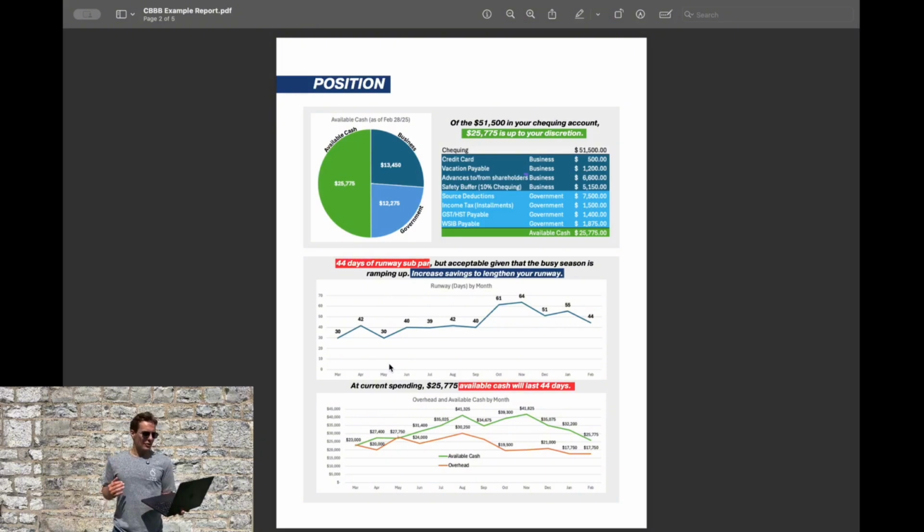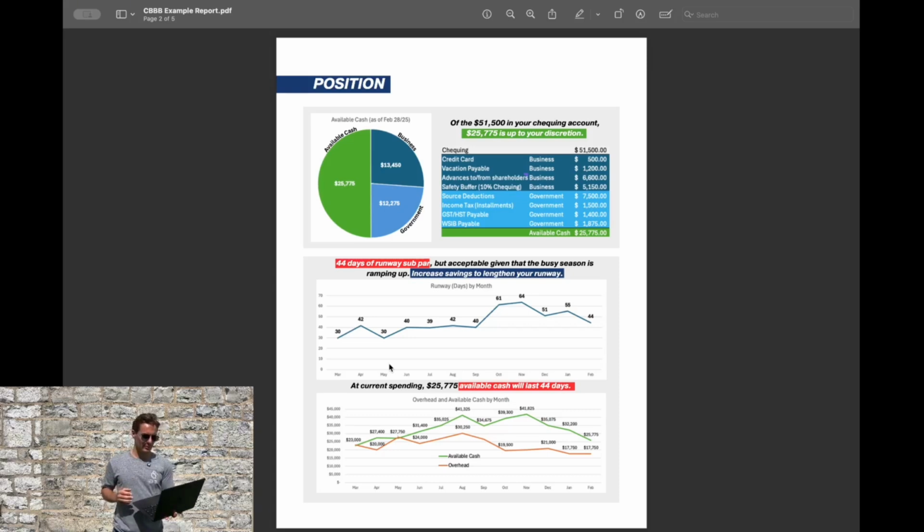On the bottom half of that page, we look at the runway. And the runway helps you answer the question, if sales stop today and I generate no more money, how long can my business survive with my current cash? So it builds off that first metric there. Your current cash, your free cash that you have available to spend is $25,700. And with that amount of money, this business can survive 44 days before it runs out. As I've mentioned in a previous video linked here, I generate the runway value by taking your available cash, that $25,700, and dividing it by your monthly overhead.